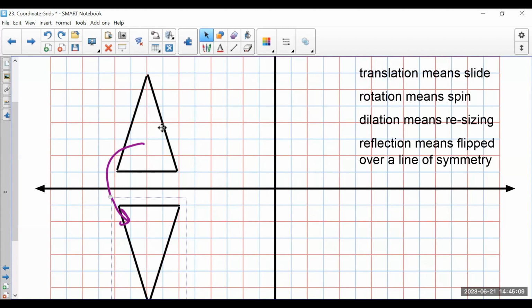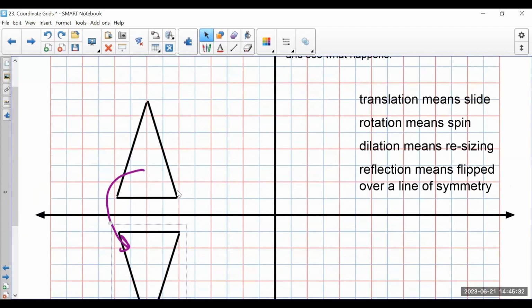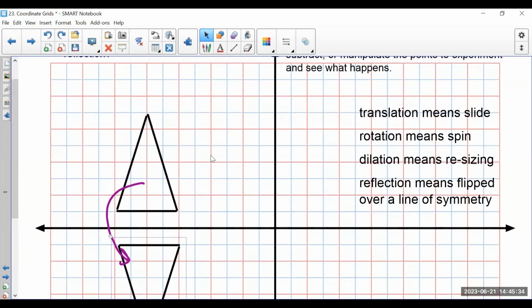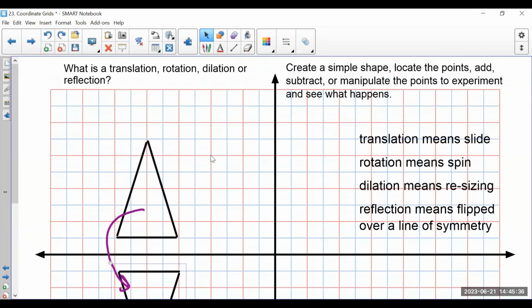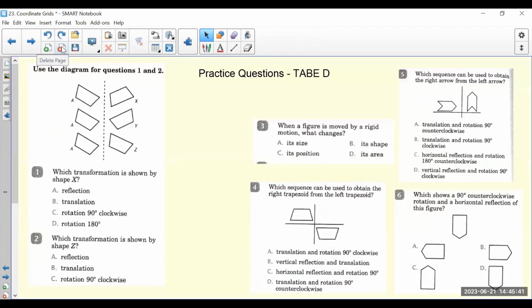Now with the triangle, you could have also said, how do we know that wasn't rotated 180 degrees? Well, with a triangle, you'd have to pick a corner to rotate it on. Again, not a major topic, but this is what the words mean. So reflection is flipped over like a mirror, dilation is resized, rotation is spun one direction or the other, and translate is a slide. All right, moving on.